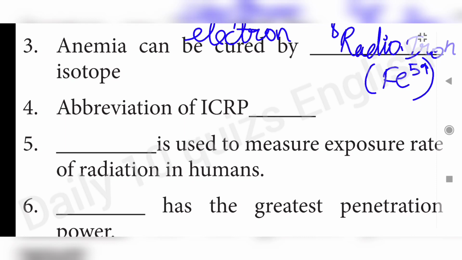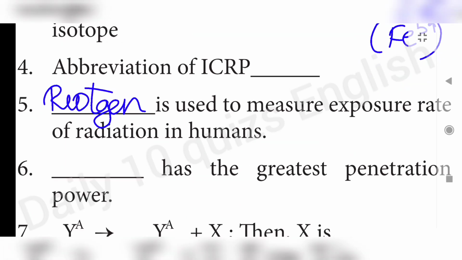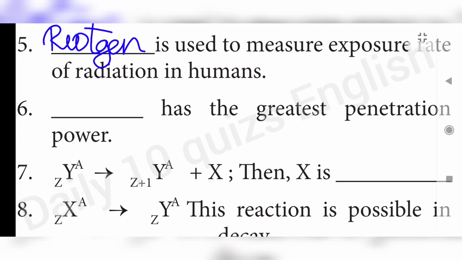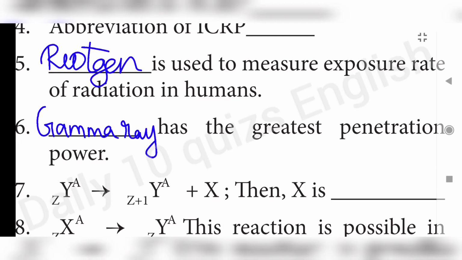Fifth one. Dash is used to measure exposure rate of radiation in humans. Answer: Röntgen is used to measure exposure rate of radiation in humans. Sixth one. Dash has the greatest penetration power. Answer: gamma ray has the greatest penetration power. So it is gamma ray.